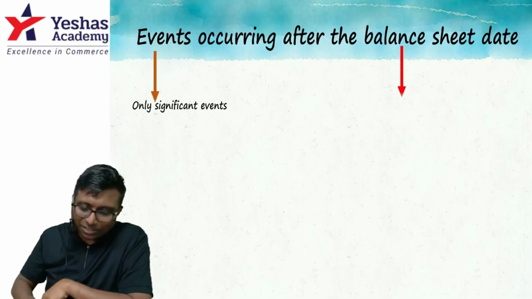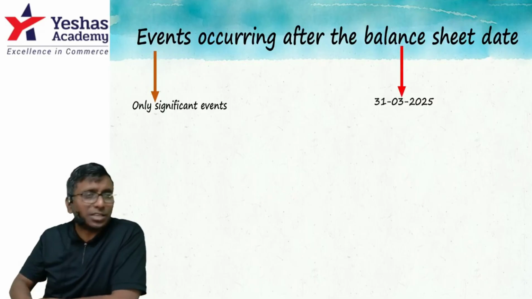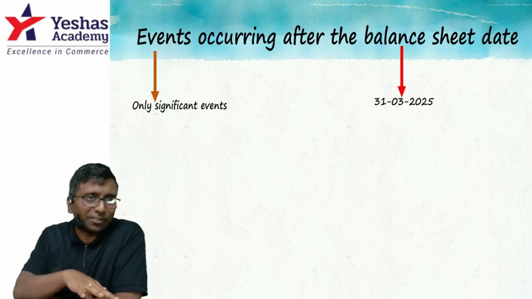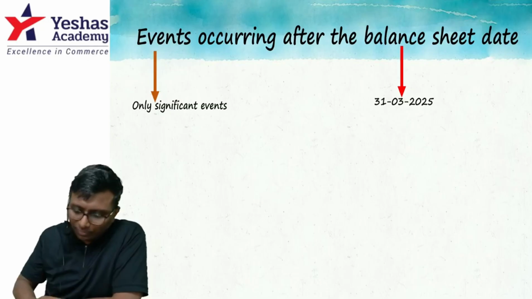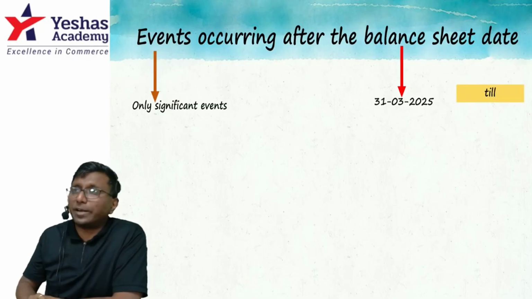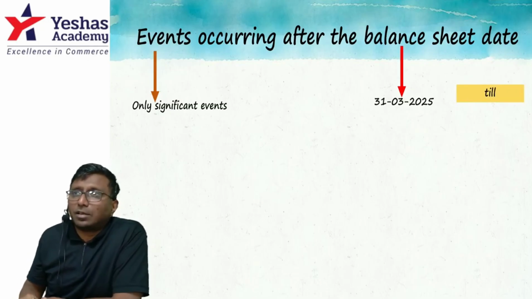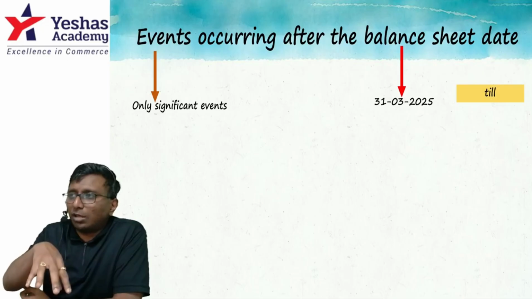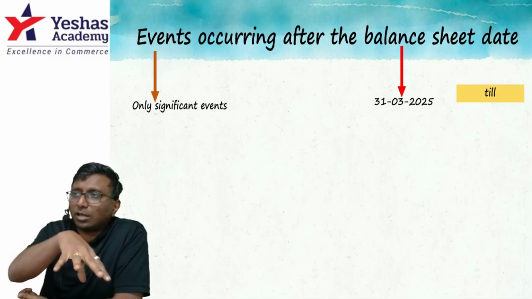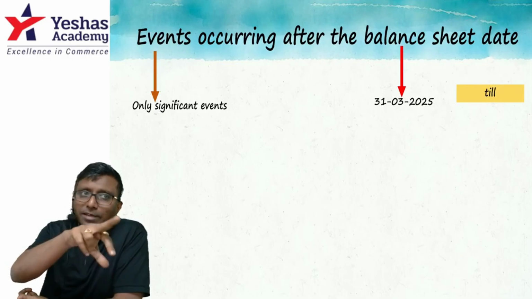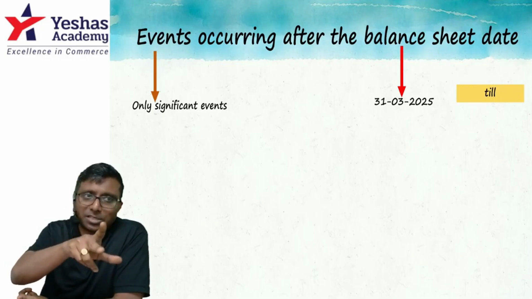Events occurring after the balance sheet date. Balance sheet date is 31st March 2025; I'll take it in all my examples. Till which date, my dear? Till board of directors approval or audit committee approval. My company has both.